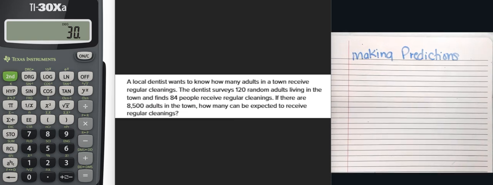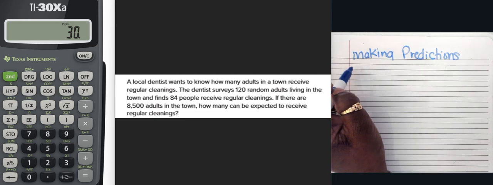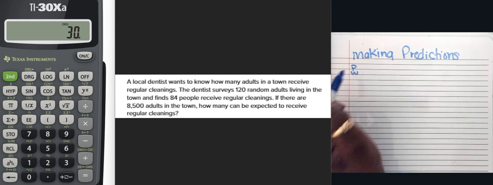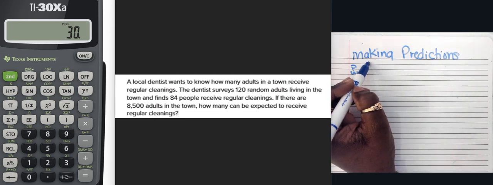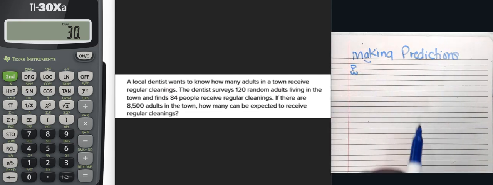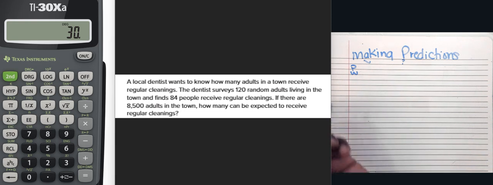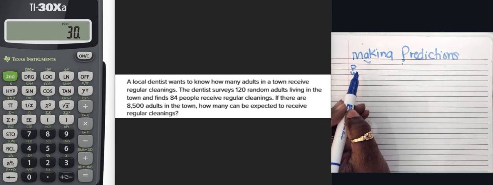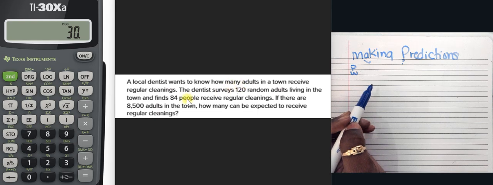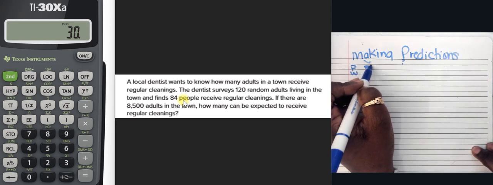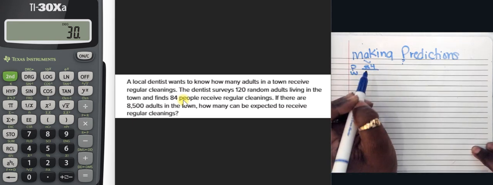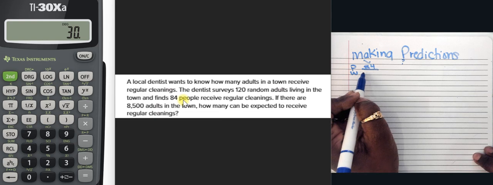Okay, so first thing is we're going to set it up as a proportional relationship. Remember, it's going to be a part to whole relationship. One side is going to be about what we surveyed, and the other side is going to be about the population. So what do we know? The part is 84 people are receiving regular cleaning. So that is the piece. And out of that survey, the total would be 120.